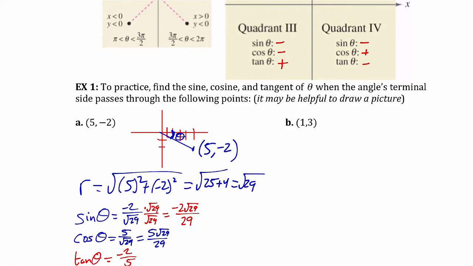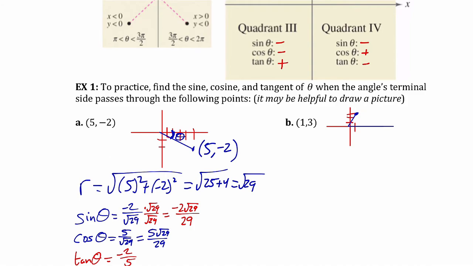Let's try letter B together as well. Letter B, we've got the coordinates 1, 3. So let's quickly draw a rough sketch of this. So 1, 3. Here's our point. And the angle we're making there is this angle here.